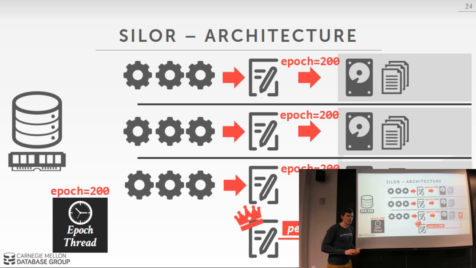Because we know that is successful and its log is persisted. Because you could have a transaction here that could have read something in this, updated here, and its log entry got here. You don't know what a transaction here read.